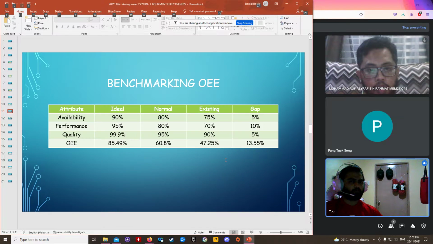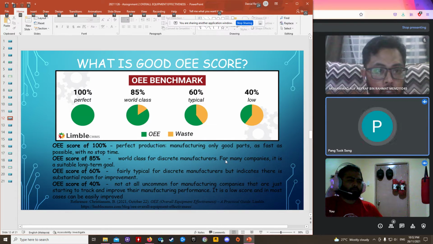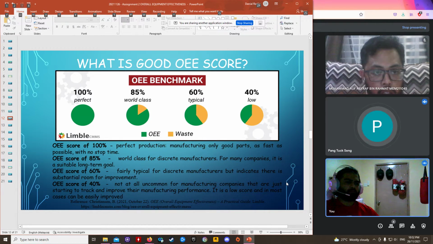Now we benchmark the OEE. What is a good OEE score? 100% OEE means perfect production: manufacturing only good parts as far as possible with no stoppage time. 85% is considered world class for discrete manufacturing, and for many companies a long-term target. 60% is not uncommon in a manufacturing line, but it indicates there's room for improvement. An OEE of 40% is not considered acceptable, but it's not uncommon for manufacturing companies. It's something to track and improve the manufacturing performance and to get better and better subsequently. Next one.